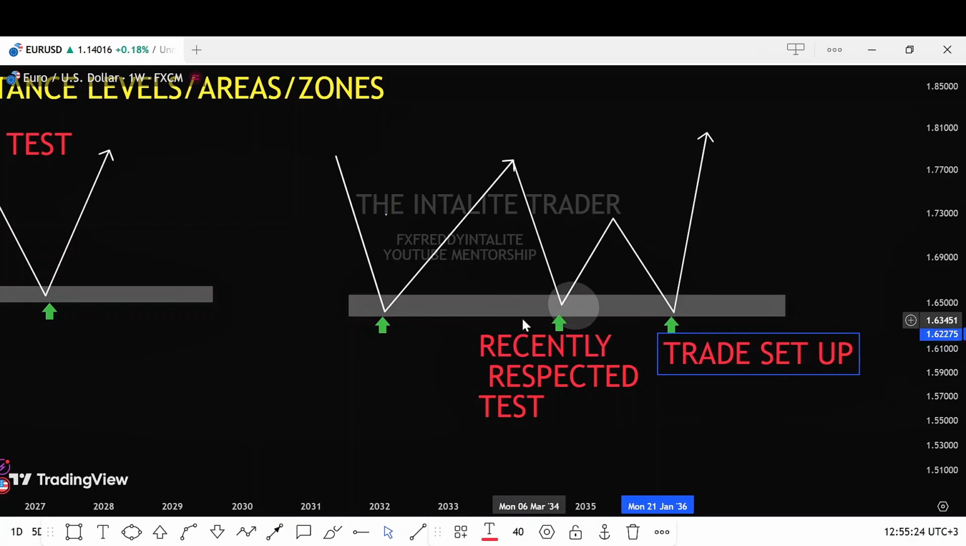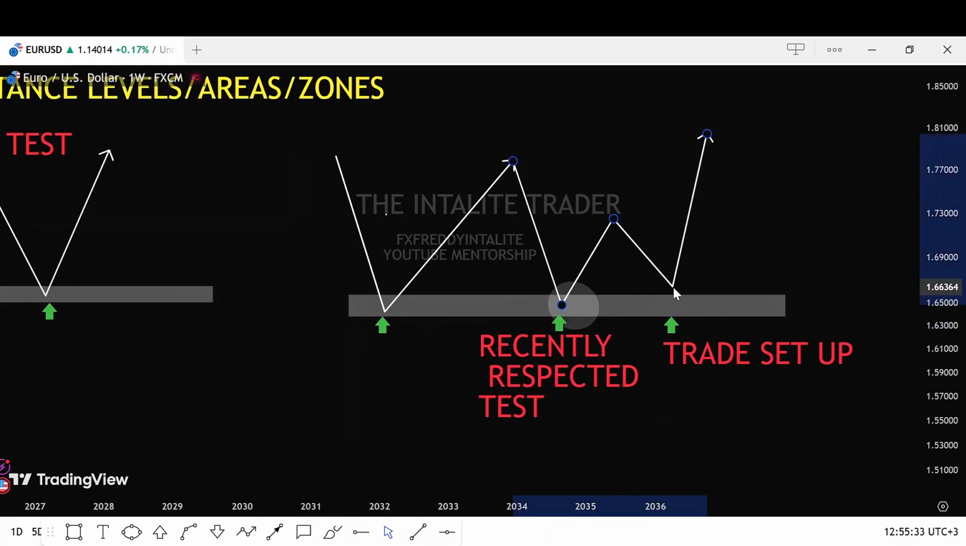Step 1, find a key level where price traded away. Step 2, recently respected test. And then step 3, you want to see price come to retest this level to present you with an opportunity. So why is it important for you to look for a recently respected level?